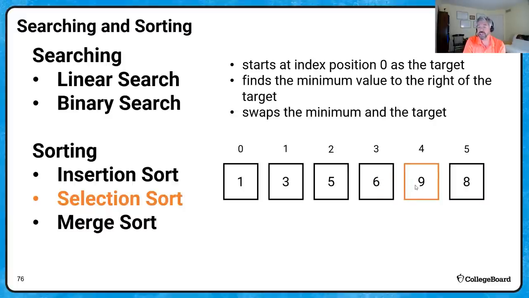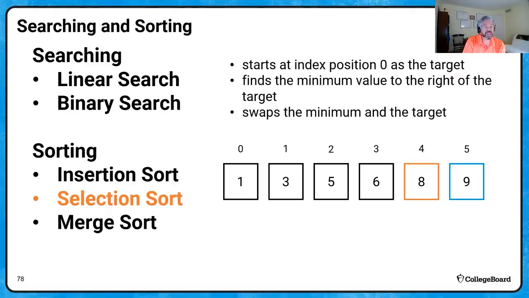I'm going to go to index position 4, which has a value of 9. I'm going to work my way to the end of the array and find the minimum, which happens to be the 8. And then I'm going to swap the 9 and the 8, and I end up with a sorted list. Okay, so that's our selection sort.